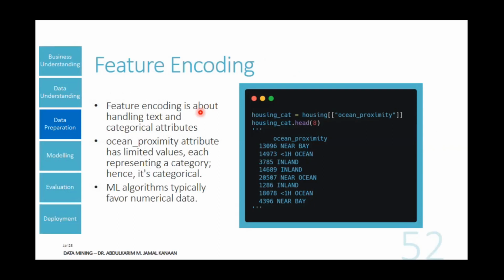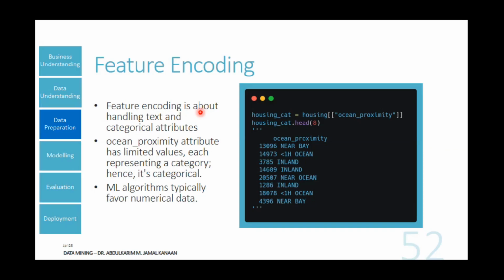Now we move on into feature encoding. Remember that algorithms prefer to work with text or numeric values. The algorithms that do the actual training, to extract the pattern from the data set, do they prefer text or numeric values? Numeric, right? So algorithms like to work with numbers rather than text.